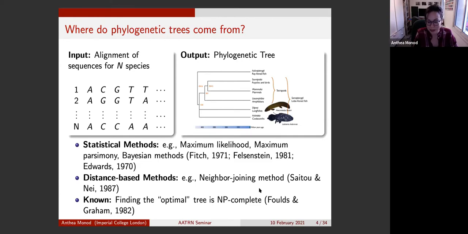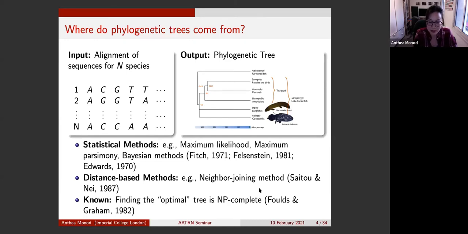But this is not the focus of my talk today, but I still want to give you a bit of motivation of where these trees come from and why what I'm going to talk about today is interesting based on where these trees come from. So basically from this alignment of sequences to the phylogenetic tree, the construction method, there's basically two camps, right? The first is the statistical methods, right?